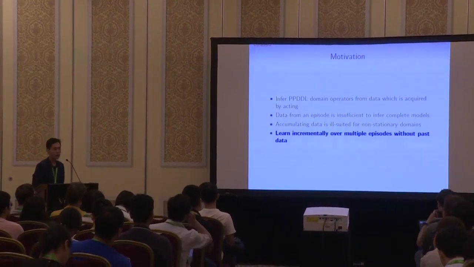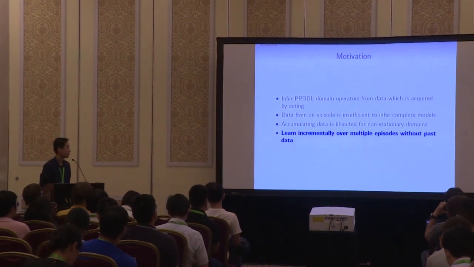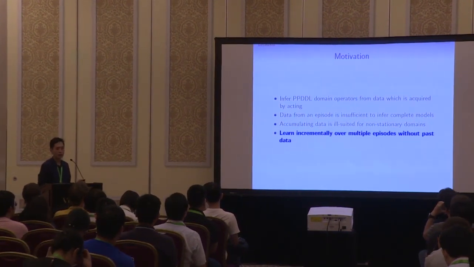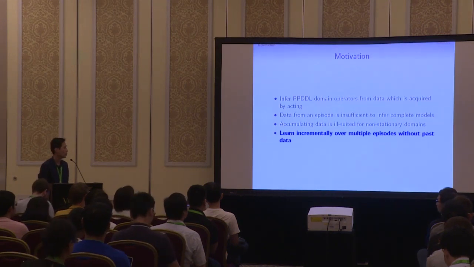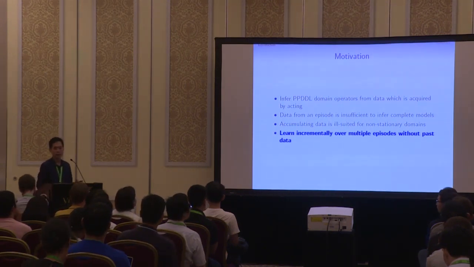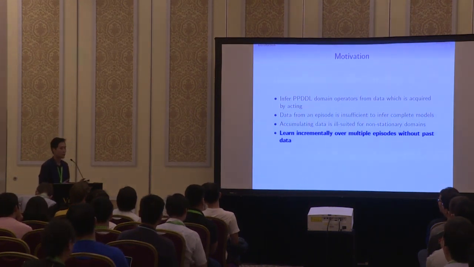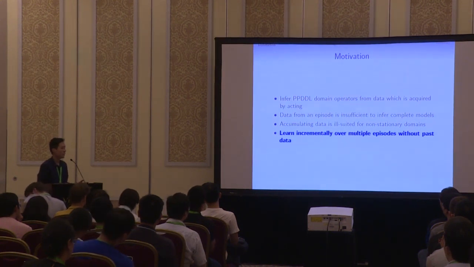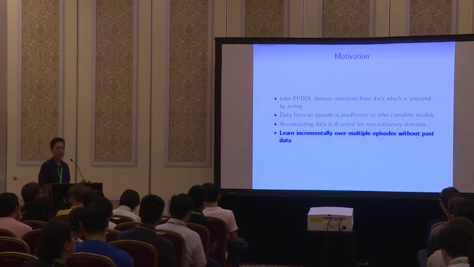Right, so the motivation for this work is that we want to learn the action models because they are typically hard to encode by human experts. And also, in complex domains, the action models can be difficult to learn using training data that is acquired in a single planning episode. So we can certainly accumulate the training data over multiple planning episodes. However, in non-stationary domains where the probabilistic effects change over time, the model learned will not fit well. So what we want to achieve in this work is to learn the action models incrementally over multiple planning episodes without the need to accumulate training data from previous episodes.